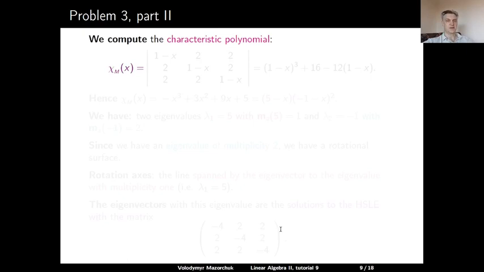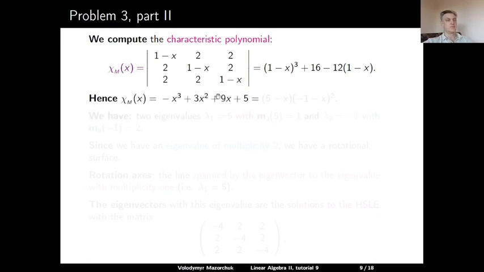So we compute the characteristic polynomial for this matrix. It's the determinant of the matrix 1 minus x, 2, 2, 2, 1 minus x, 2, 2, 2, 1 minus x. So this determinant is equal to 1 minus x cubed plus 8, so plus 16, minus 4 times 1 minus x, and from this we should subtract 3 times, so minus 12 times 1 minus x. When we compute this polynomial, we will get minus x cubed plus 3x squared plus 9x plus 5.